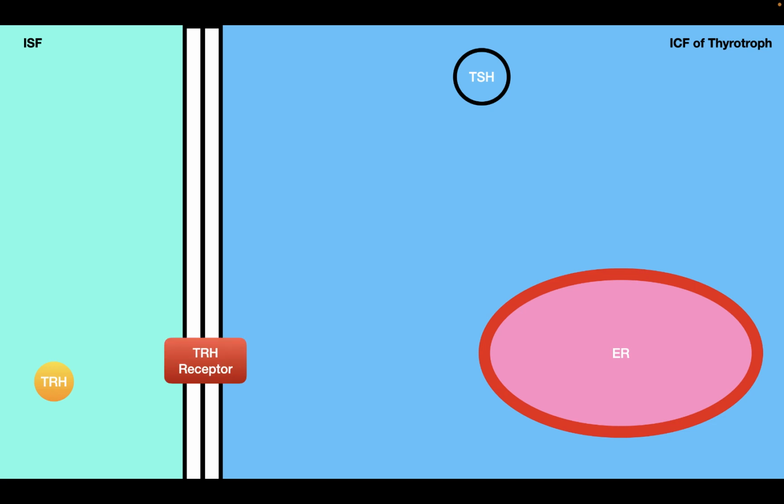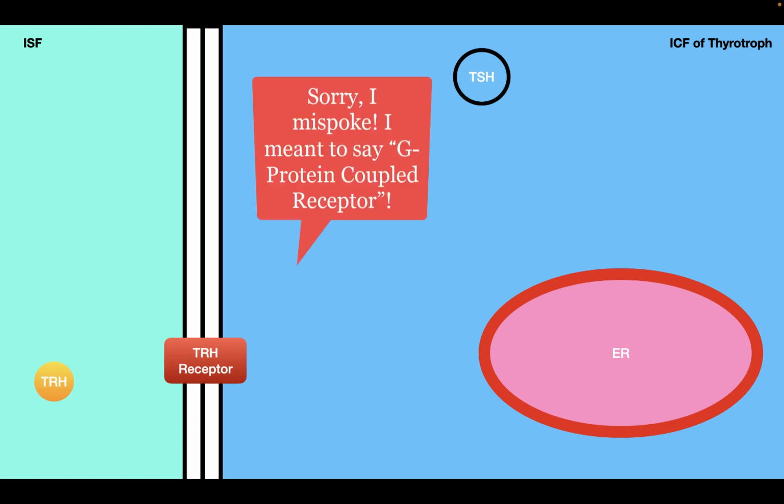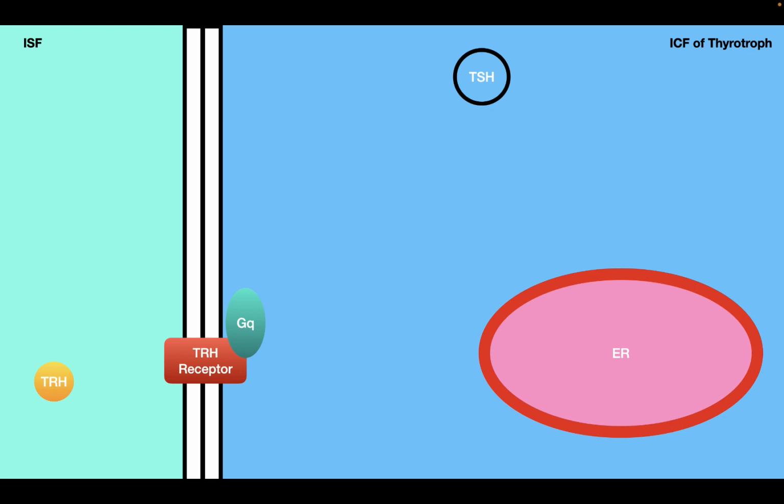So the TRH receptor is a G-coupled protein receptor, and the TRH receptor is going to be coupled to the GQ protein. So when TRH binds to the TRH receptor, it activates the GQ protein, and the GQ protein is going to activate phospholipase C. Phospholipase C catalyzes the conversion of PIP2 into diacylglycerol and IP3.